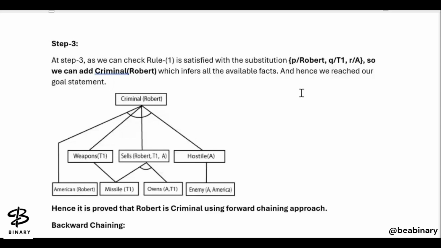Country A had some missiles, and who sold all those missiles to it? Robert sold them. So then we have another rule here, right? Now here the missile is a weapon. Missiles are weapons. So we have found another rule that missiles are weapons. Then we have another rule. An enemy of America is known as hostile. So an enemy of America is hostile. Another fact is that country A is an enemy of America. So obviously it is hostile.